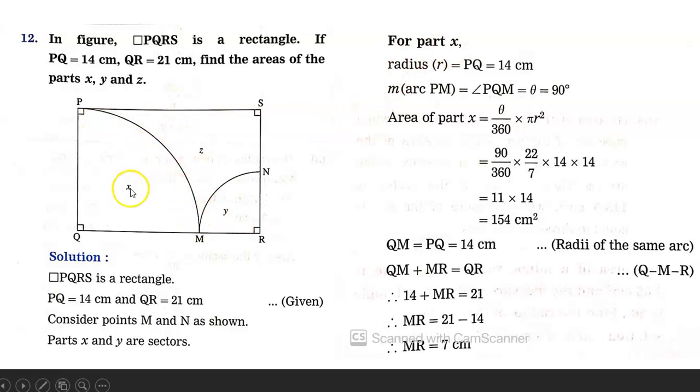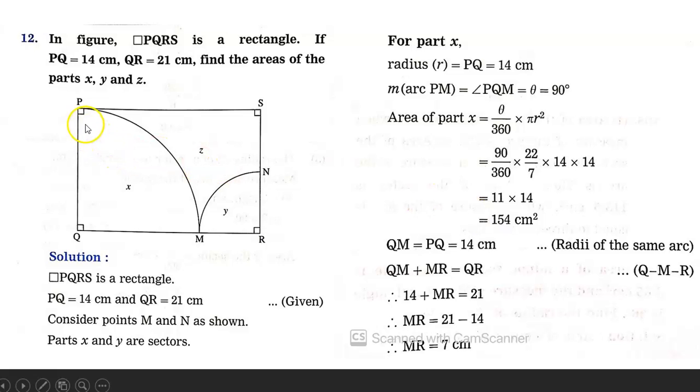Now for part X, the radius PQ is 14. Arc PM is angle PQM, which is 90 degrees. So the area of part X will be theta upon 360 into pi r square, that is 90 upon 360 into 22 upon 7 into 14 into 14. When I solve this further, I get it as 154 centimeters square.